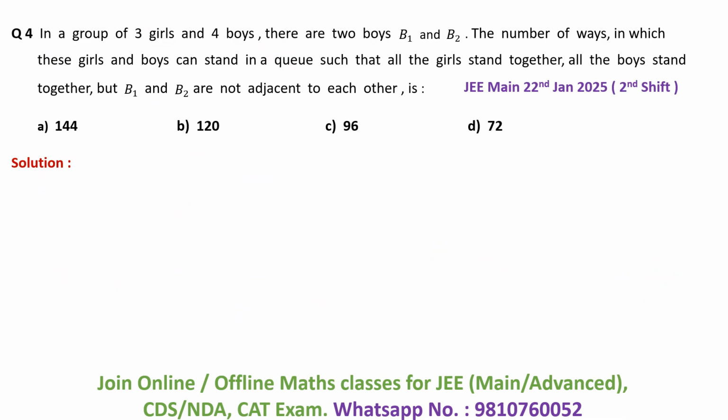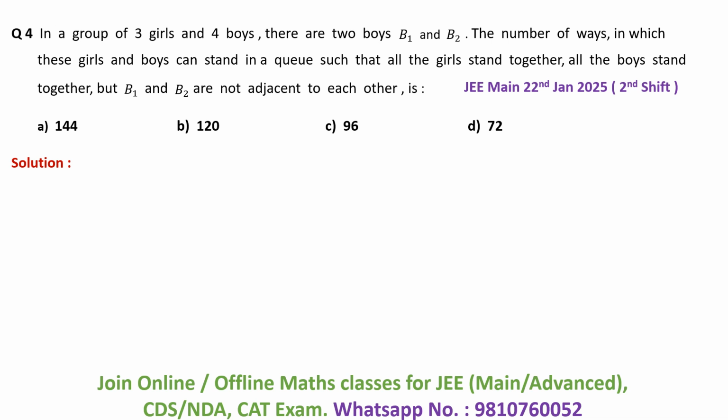Now students, this next question is based on the topic of permutations and combinations. It says: in a group of 3 girls and 4 boys, there are 2 boys B1 and B2. The number of ways in which these girls and boys can stand in a queue such that all the girls stand together, all the boys stand together, but B1 and B2 are not adjacent to each other is.